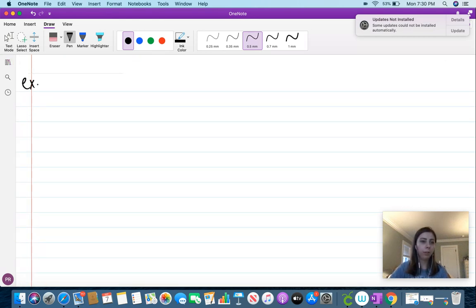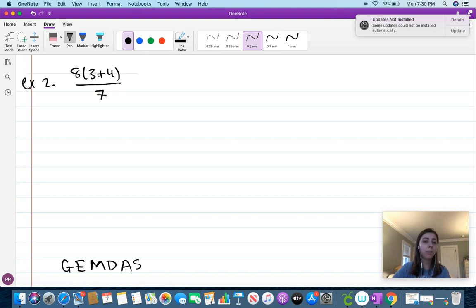So example 2 looks like this. We have 8, and then in parentheses 3 plus 4 over 7. So at the bottom, I'm going to write GEMDAS just to remind us. So G, grouping. Do I see any grouping symbols? There's actually 2 different grouping symbols here. The first one is this set of parentheses, right? That's telling me I should probably add these 2 things together. But the other grouping symbol is the fraction bar.